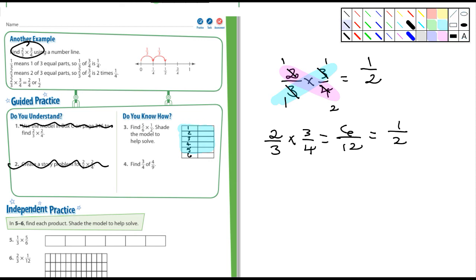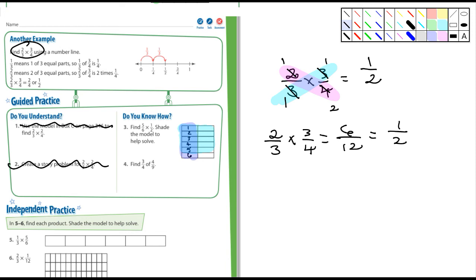Now it says to shade half of it. Okay, so I'm going to shade half of it. And so I'm just shading half of it here. All right, that didn't come out really well, but you can kind of see what's going on here. Let's see here. I'm trying to think the best way to show you guys.